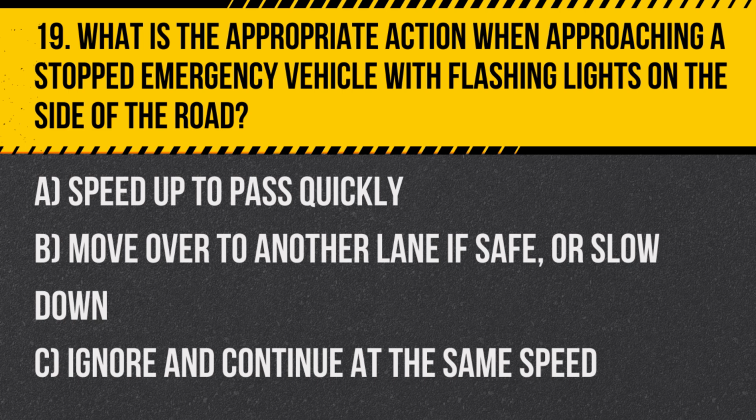Question 19. What is the appropriate action when approaching a stopped emergency vehicle with flashing lights on the side of the road? A. Speed up to pass quickly. B. Move over to another lane if safe, or slow down. C. Ignore and continue at the same speed. Answer. B. Move over to another lane if safe or slow down. This action is required to ensure the safety of emergency personnel working on the roadside.